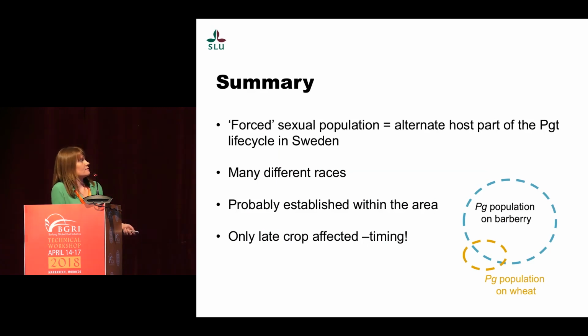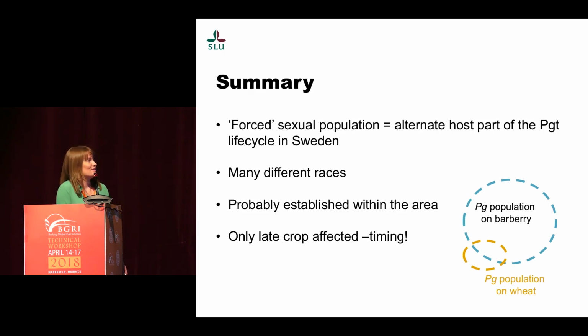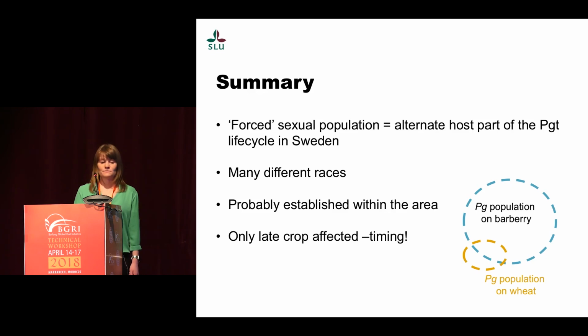So to sum up, we think that it's a forced sexual population. It has to go through the sexual cycle. And we really think that the alternate host is a part of the Puccinia graminis life cycle in Sweden. We know that we have very many different races, and we also think that it must be established within the area. And this was a very late sown crop, and it was a very cold summer that delayed the maturity of the crop. That's probably why we got this very massive infection in this particular field.